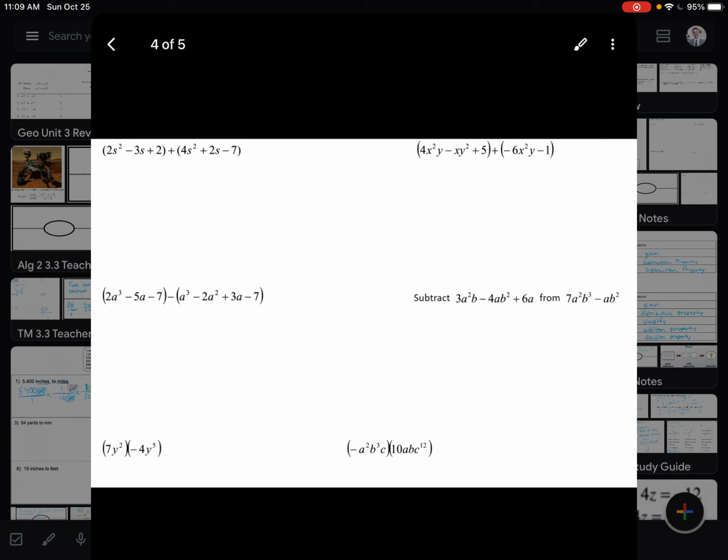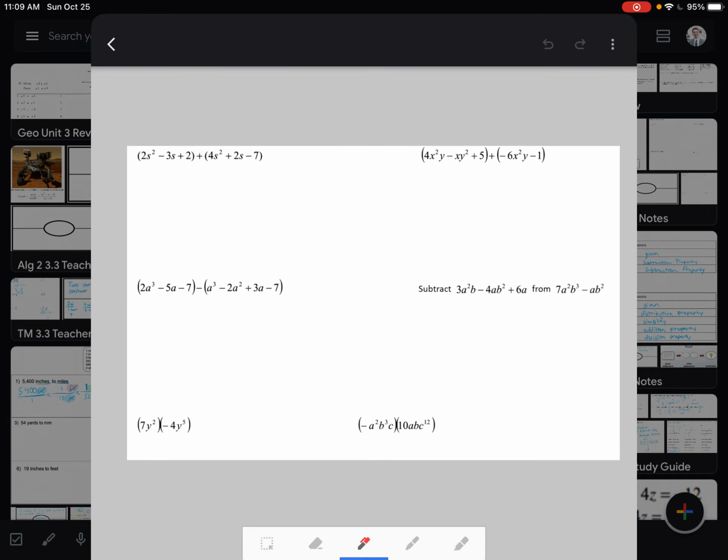And that's basically what this addition and subtraction turns into here, is we're just looking for what has the same variable and the same power. So very similar to fractions. We don't change the denominator when we add. Same thing with like terms. We are not changing the variables when we add.